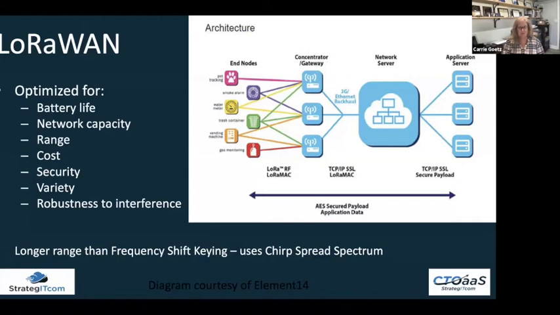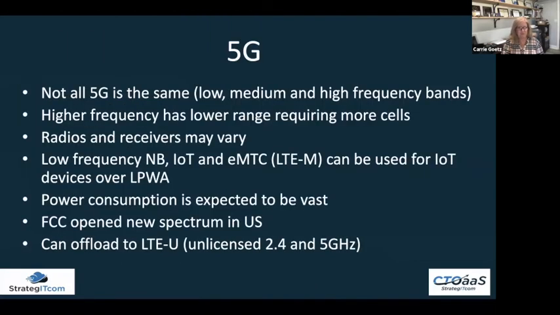And 5G is different. It's not all the same animal. So there's a low, medium, and a high frequency band for 5G. And some of those are going to be reserved bands, and the radios and receivers certainly vary for that. NB-IoT is part of the low frequency side. And then we have an LTE that can be used for IoT devices over the low power wide area network.